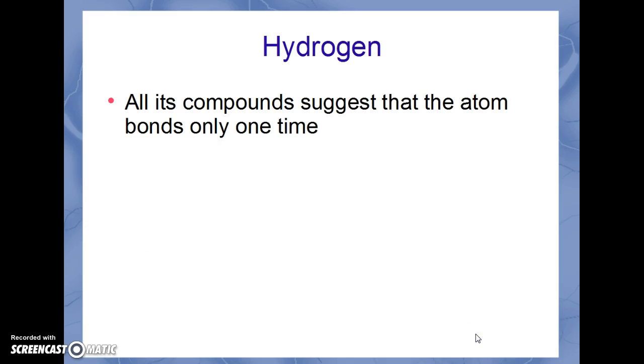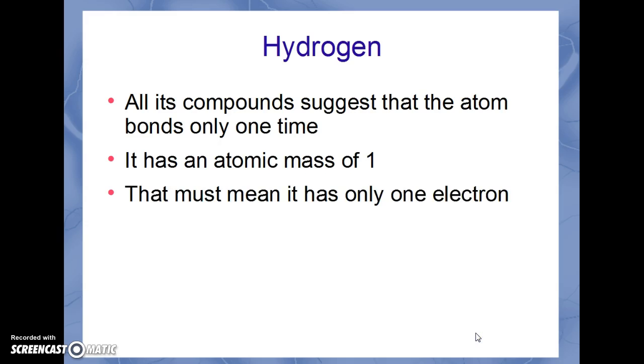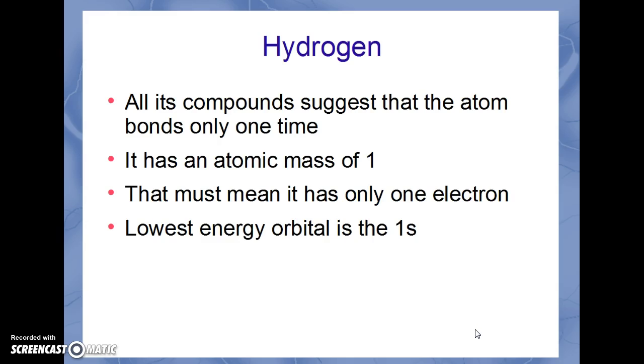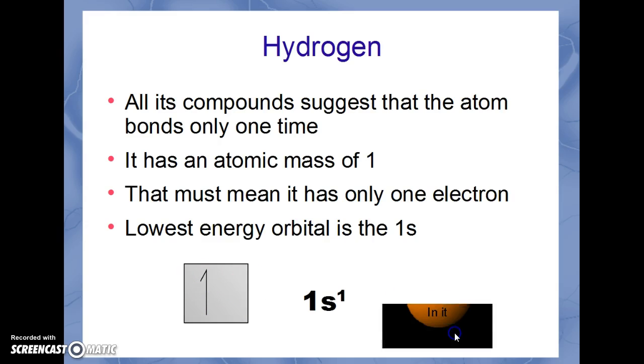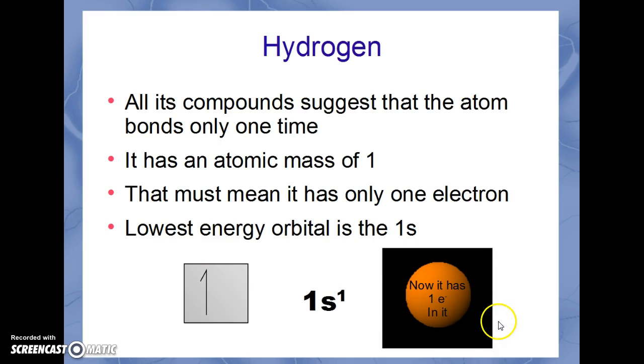So we start with hydrogen. All its compounds suggest that the atom bonds only one time. It has an atomic mass of 1, so it must mean it has only 1 electron. The lowest energy orbital is the 1s, so the Aufbau principle tells us that the hydrogen atom has an electron configuration of 1s1, and you can see the electron as a kind of a half arrow here. It now has the 1s orbital. It had it before, but now it has 1 electron in it.